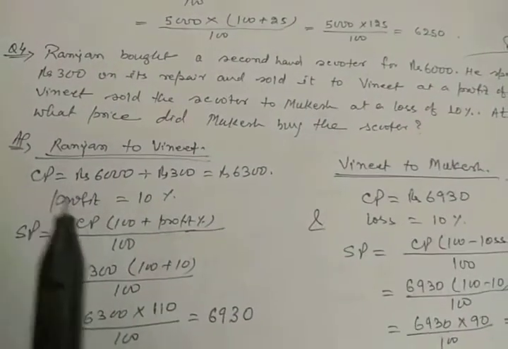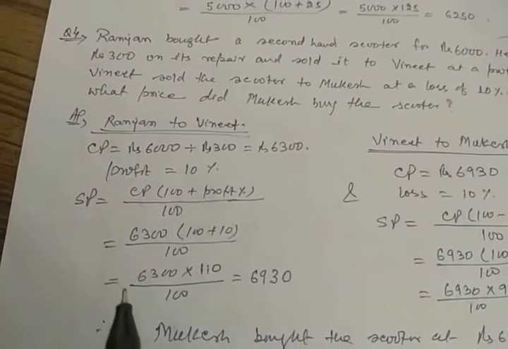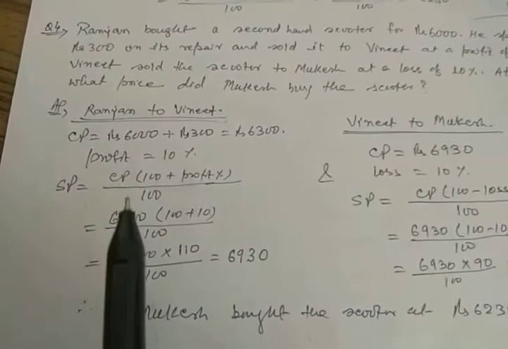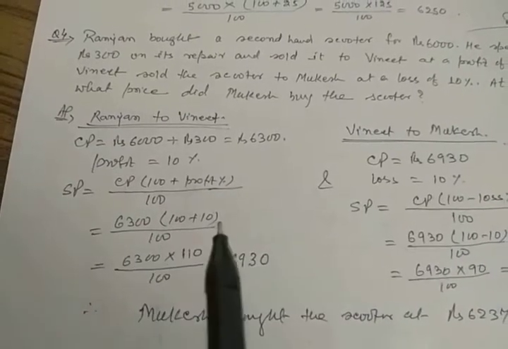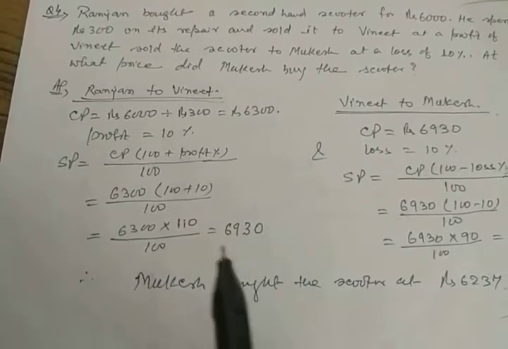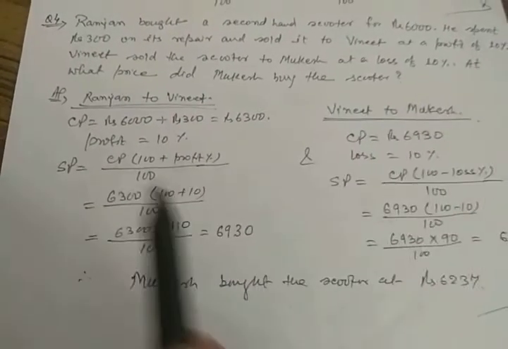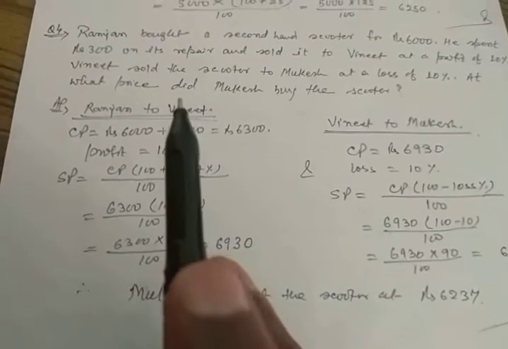So CP is given, profit percent is given. We can calculate the SP. Is it clear? How? Just see. CP into 100 plus profit percent, 6,300 into 100 plus 10, it is 110. Now simplify, you will get 6,930. So this is the selling price for Ranjan.